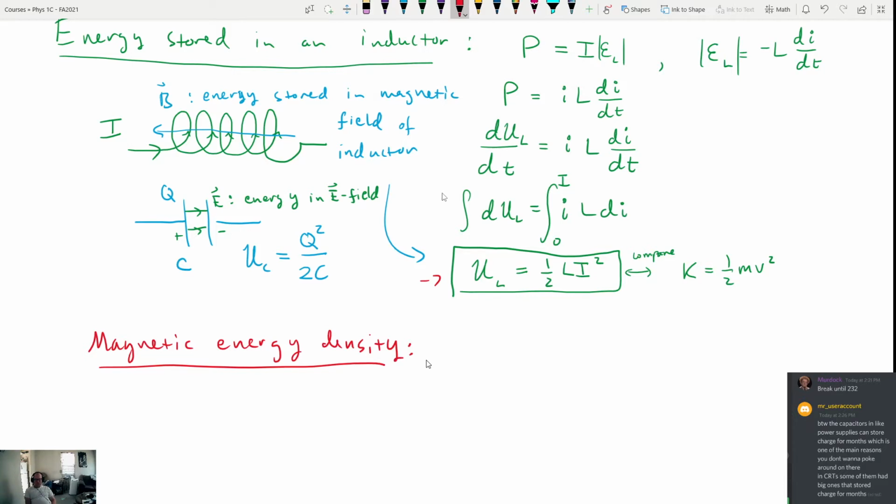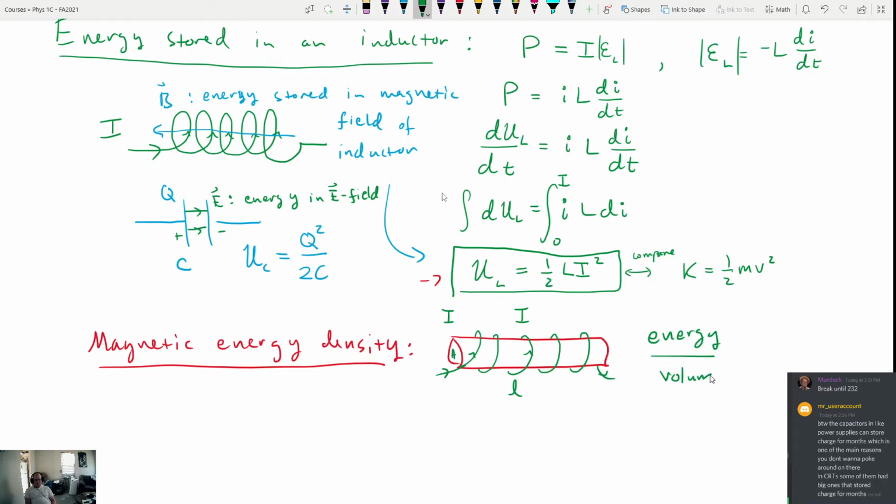So let's do that. Say that I take where we started, which is a solenoid. I have a solenoid with an area A, a length L, and some number of turns N. Let's say that it carries a current I flowing through its tubes like this. We want to find the energy per volume. That's going to be what we call the magnetic energy density. We're going to use a lowercase u sub B for this.